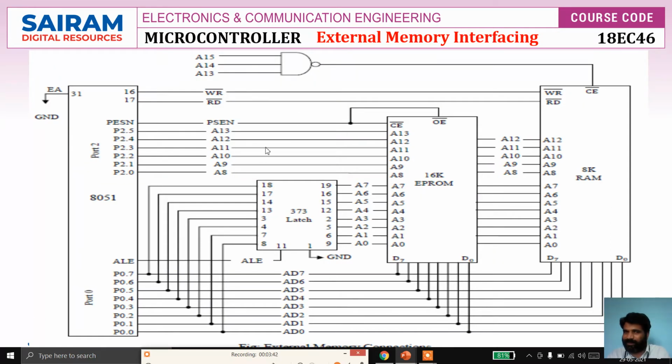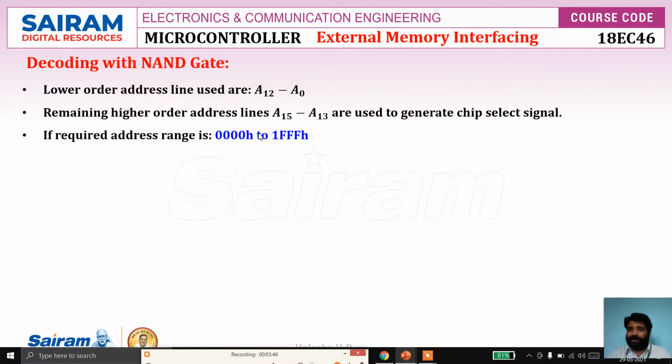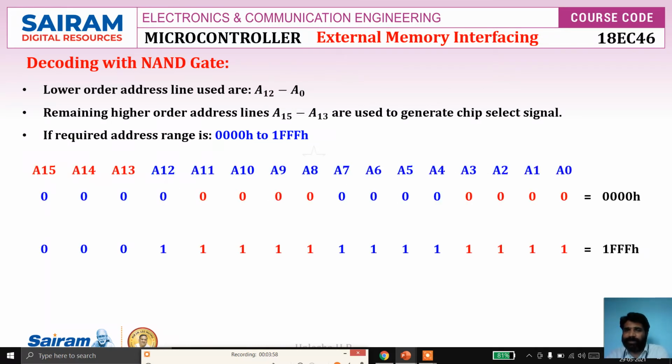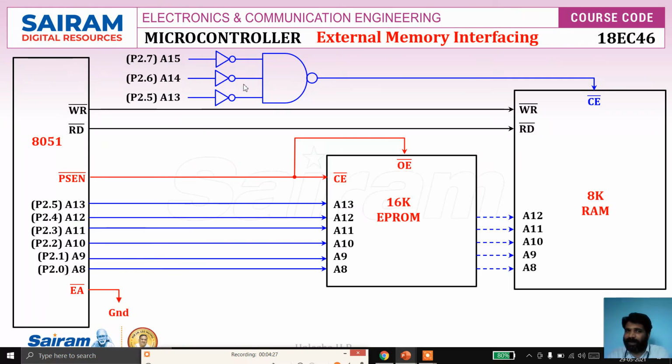This is the complete diagram. In a question, they may specify the required address range. If the required address range is 0000H to 1FFFH, that means in binary, the lower bits are all zeros to all ones. Observe these unused address pins: what are their values in this address range? They are 0 0 0. So while connecting these to a NAND gate, we should connect them through NOT gates. Let's say this is the diagram. Through the NOT gates, because when A13 to A15 are 0 0 0, the corresponding NOT gate outputs are 1 1 1, then the NAND output is 0 and it enables the RAM.